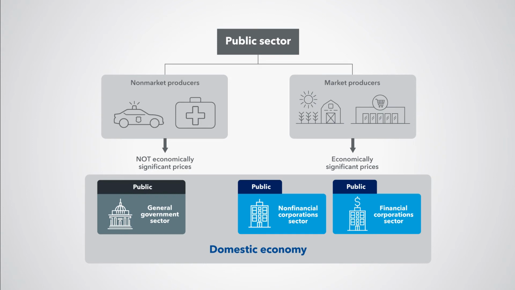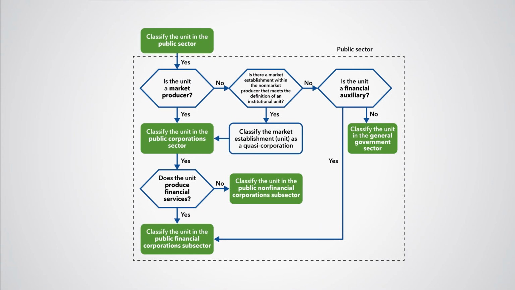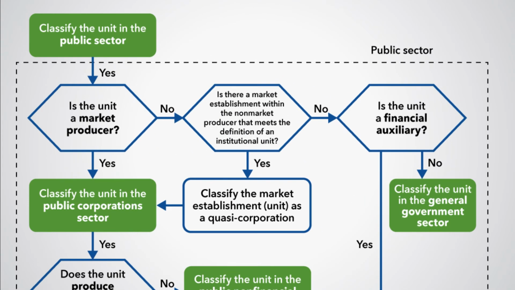To complete the delineation between general government and public corporations, we ask two more questions. First, can we identify within government a market establishment that satisfies the criteria of an institutional unit? And second, is the institutional unit a financial auxiliary?